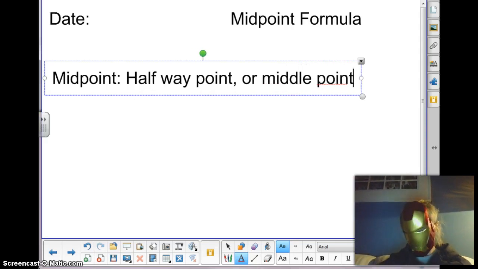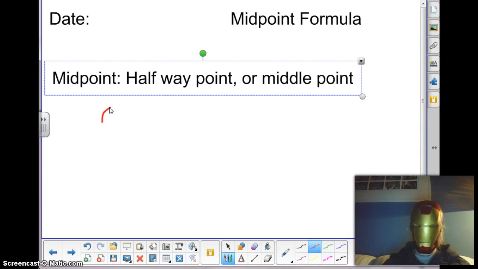Okay? In order to get the midpoint, we have to have two coordinates, and then we want to find their center. So basically, let's say I have coordinate 2, 5, and then I have coordinate -4, 3. And I want to find the halfway point between these two.